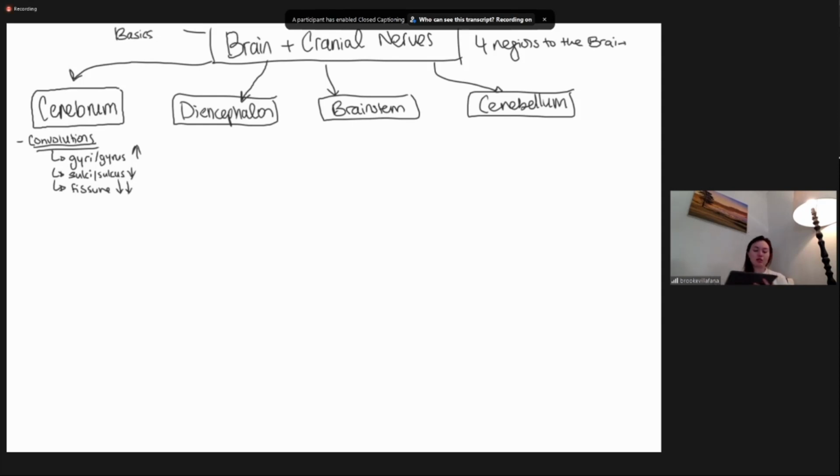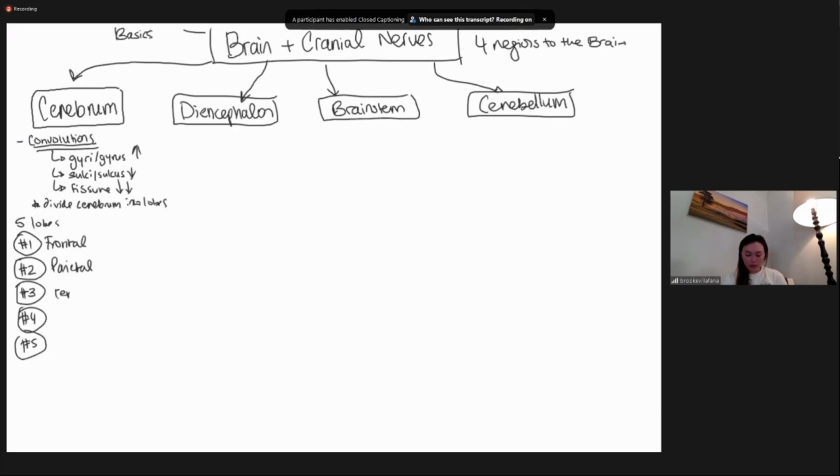Fissures actually divide the cerebrum into lobes. The cerebrum has 5 lobes, and we'll talk about those. We may not have space on this outline to go into detail about each thing, so I'll just write those here. We have frontal, parietal, temporal, occipital, and then the insula.